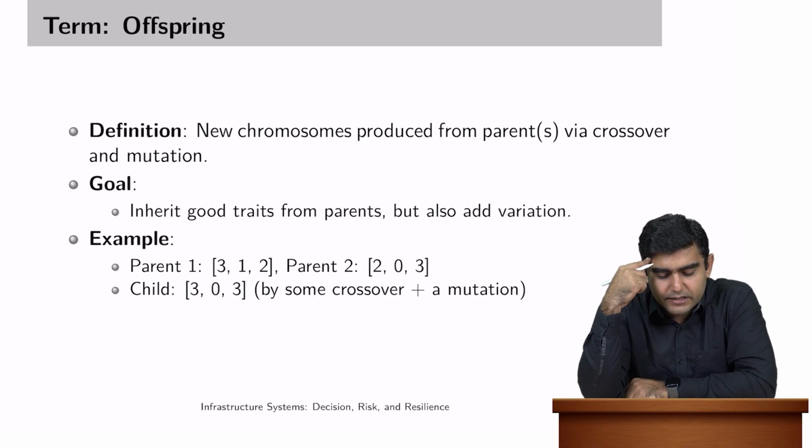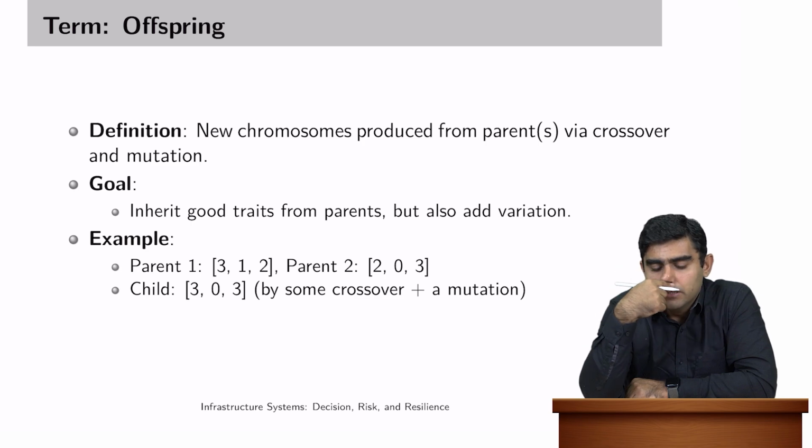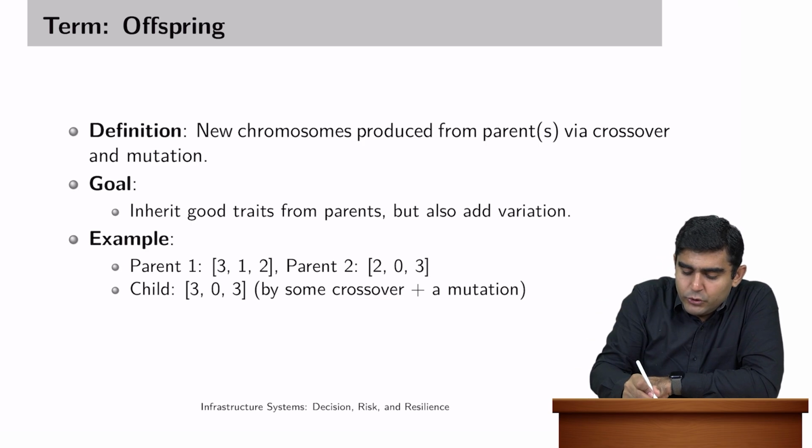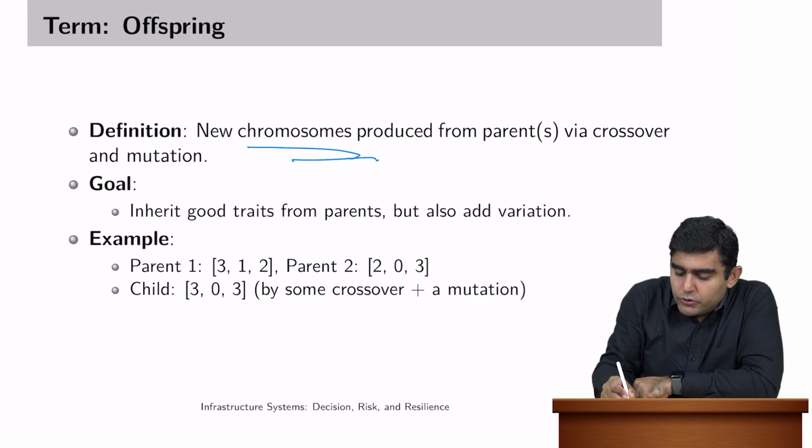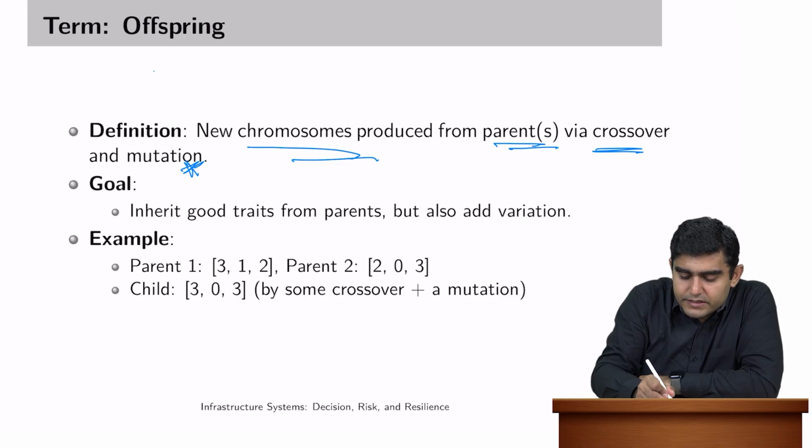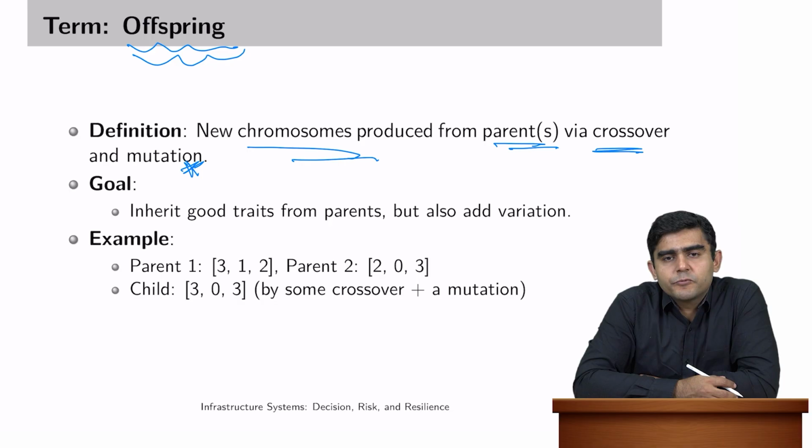Now, if this is clear, let us move to the next term, what we call offspring. So what happens here is that new chromosomes are produced from the parents via crossover and mutation, and this entire process is encapsulated in the word offspring. Again, a very nature inspired word.